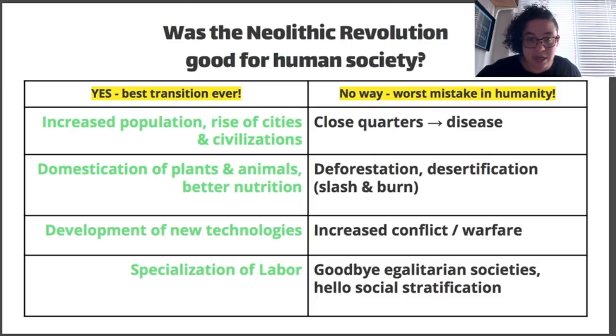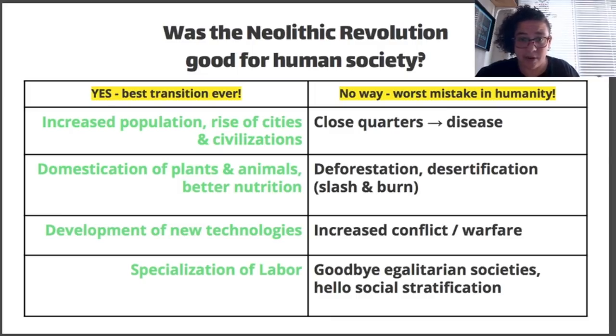We have more resources. But on the other hand, because all of these cities, because you have people living close together, you also have a lot more disease. And that's obviously not good, right? People are healthier without disease. So that would be one example of that wasn't a good thing. Another example of something that was good was the domestication of plants and animals meant that we have better nutrition.